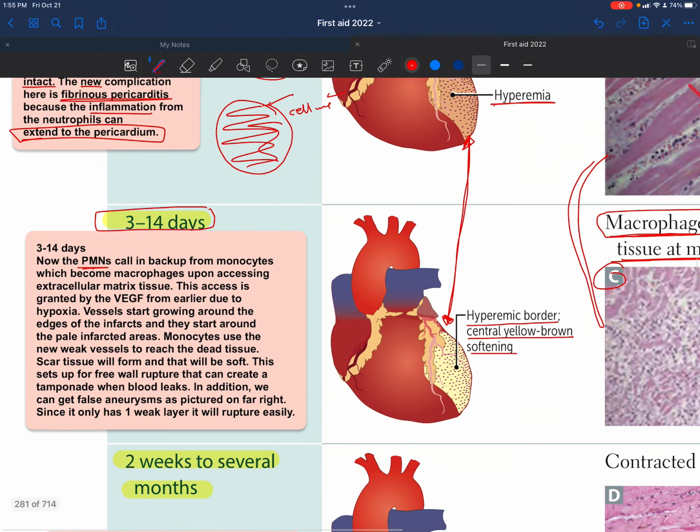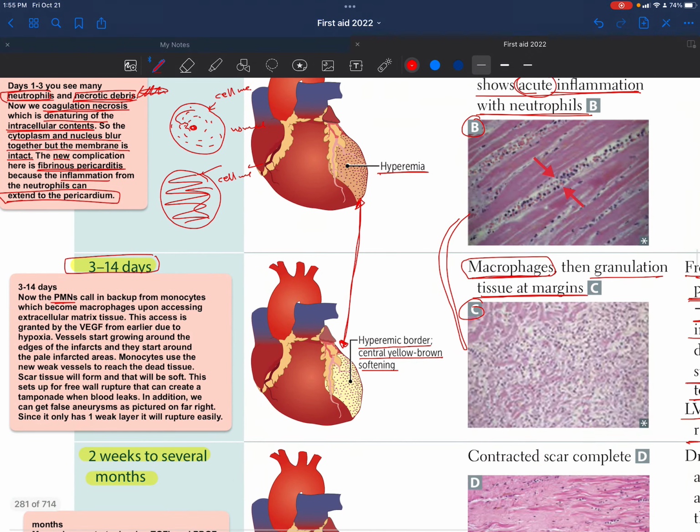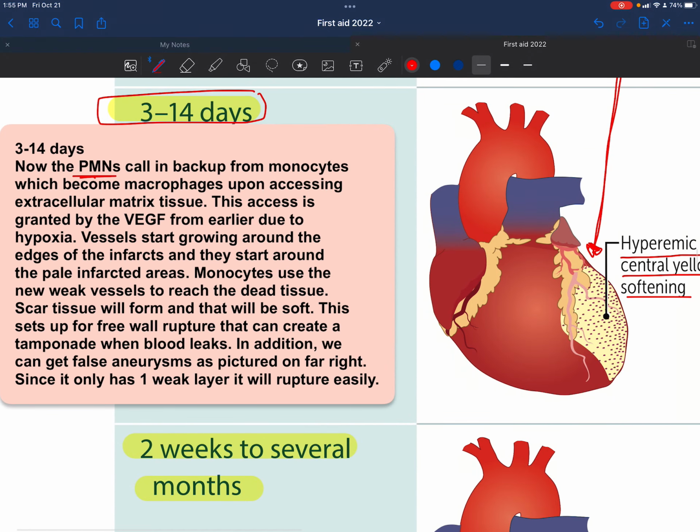For day 3 to 4, the PMNs, which are the polymorphonuclear cells, need help, so they call in backup: monocytes. As soon as they are called the monocytes come, but as soon as they get to the area of the infarction, they become macrophages. Now they are called macrophages instead of monocytes. That's their new name. That happens upon accessing the extracellular matrix tissue.